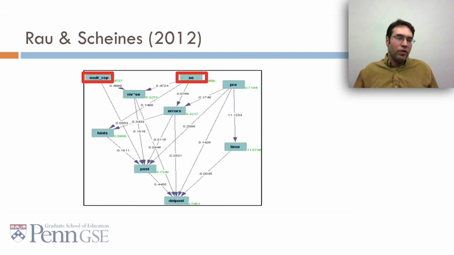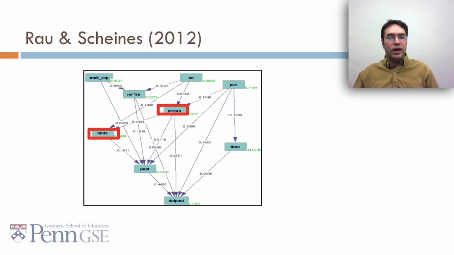Let's look at another example, Rau and Shyness. In this one, they were looking at the effects of multiple representations and students' self-explanation on learning of fractions. And you can see that whether or not the system had multiple representations, and whether or not the system promoted self-explanation, influenced how many hints and errors the student saw, which in turn influenced the student's post-test and their delayed post-test.